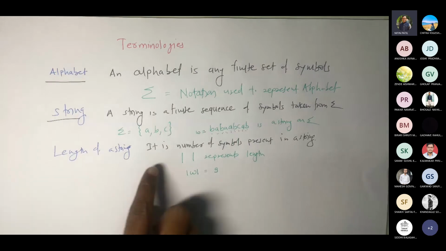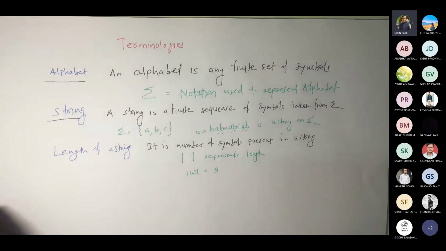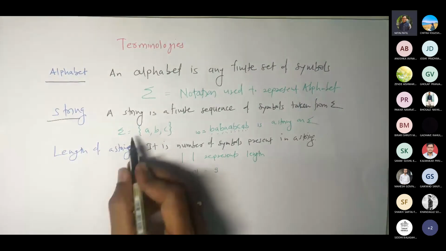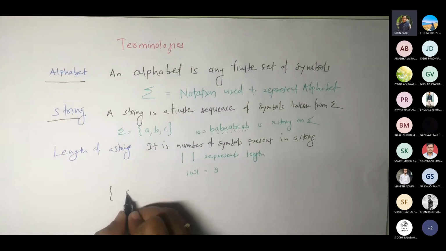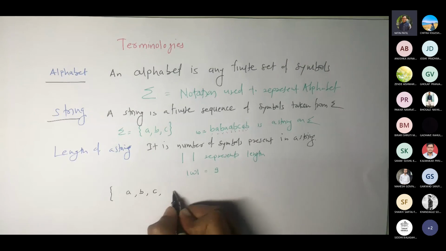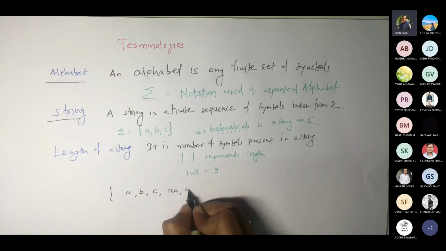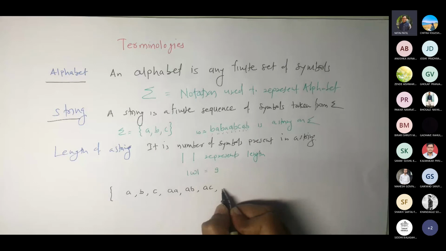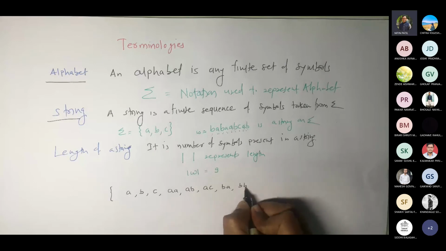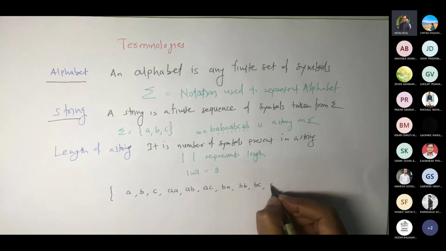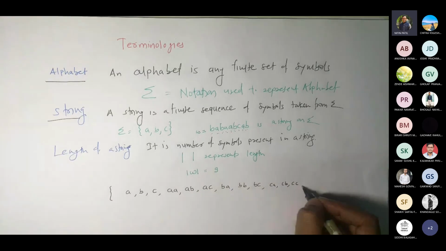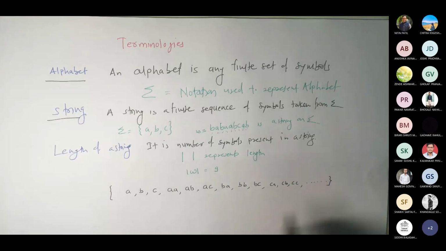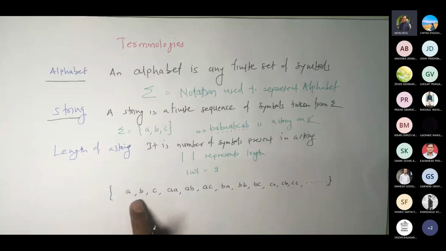So what would be valid strings for this set? If I start writing the strings for this set, what would those strings be? I will write A. This is a valid string. Then AA, AB, AC, BA, BB, BC, CA, CB, CC. Then go on. Correct? So I may have these many strings.